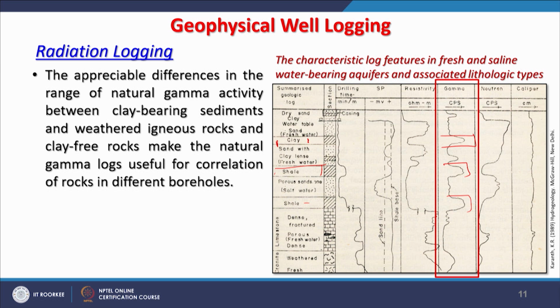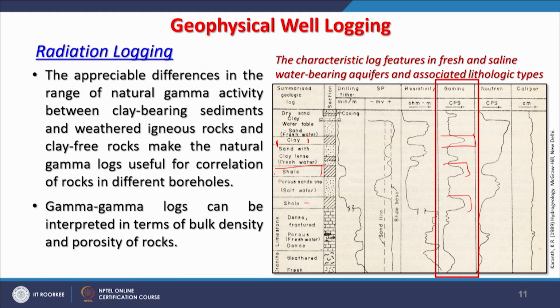Lithology means we are developing a better understanding about the availability of groundwater and also the quality of groundwater through all these processes. So, natural gamma logs can be interpreted in terms of bulk density and porosity of rocks as well.